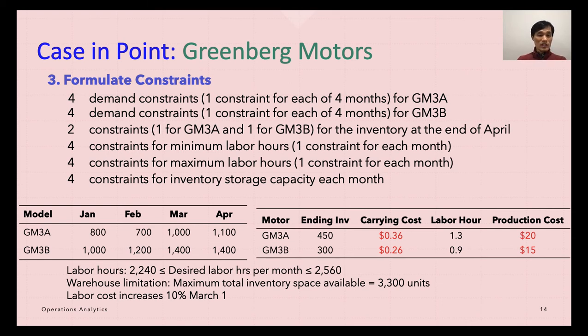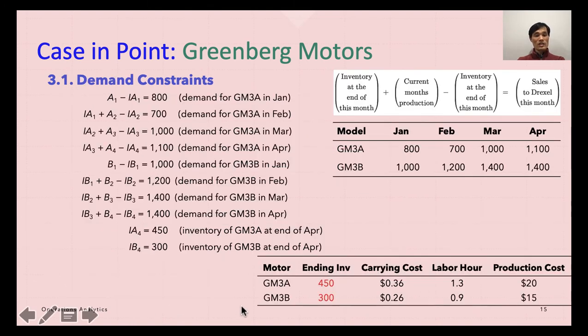And we also see that we can garner this information from the information given. The labor hours have to range from 2,240 to 2,560. Warehouse limitation: the capacity is limited to 3,300 units. Labor costs increase 10% by March 1. So that's what we need to consider. So then let's first put the demand constraints. If you look at the demand, it's 800, 1,000, 700, 1,200, and so forth.